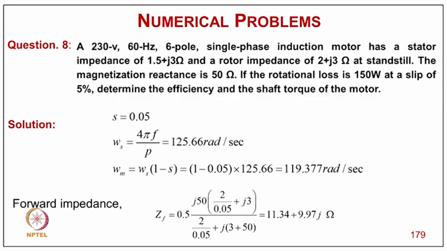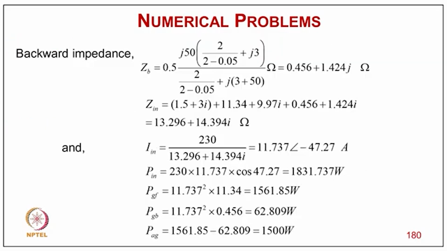So slip is given 0.05, synchronous speed 4 pi f upon p, it comes 125.66 radian per second. Omega m equal to omega s into (1 minus s). Putting the value of slip, it comes 119.337, and the forward impedance ZF equal to 0.5 into (jXM) into (2 by 0.05 plus j) divided by (2.01 plus j3 plus j50), it comes 11.34 plus j9.97 ohm, and ZB calculating similarly.